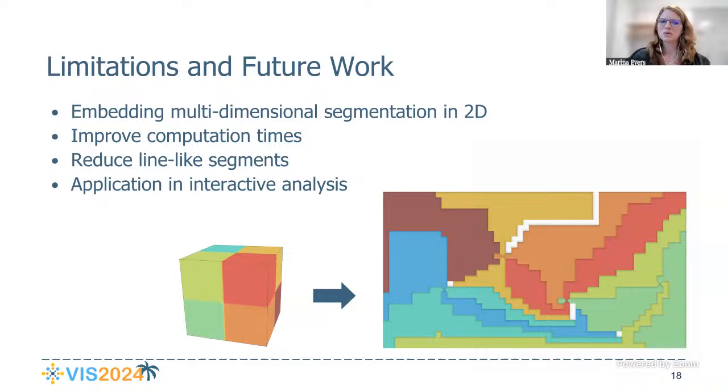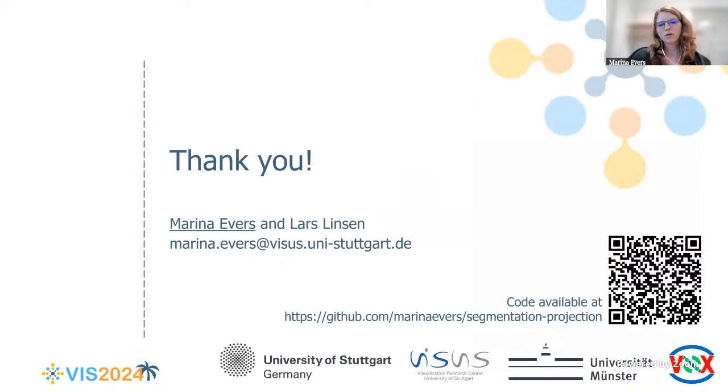So we plan to improve on computation times and also reduce the line-like segments that sometimes occur due to the algorithm's optimization. And also, while I briefly mentioned that it can be used, for example, for navigation in higher dimensional spaces, we want to explore more applications in the interactive visual analysis process. The code of our algorithm is freely available on GitHub, so feel free to try it out.